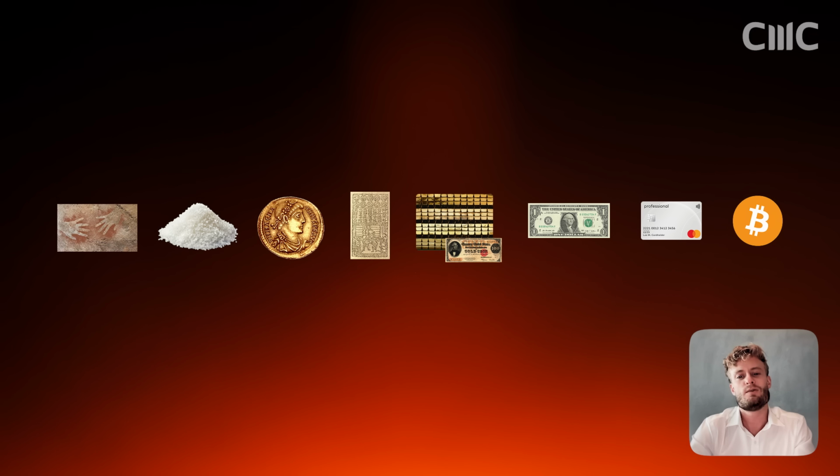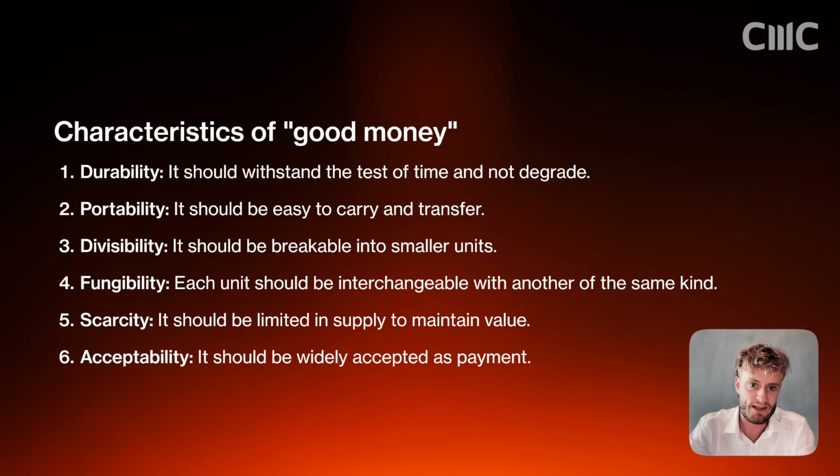So the question is, why do we have stronger and weaker forms of money? And historically, stronger forms of money have shared a range of key characteristics, and these include durability. The money should be able to withstand the test of time and not degrade. Portability. It should be easy to carry and transfer. Divisibility. We should be able to break the money down into smaller units.